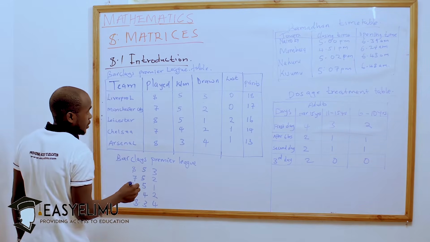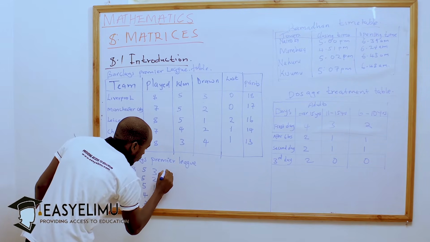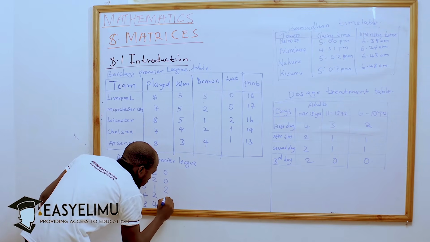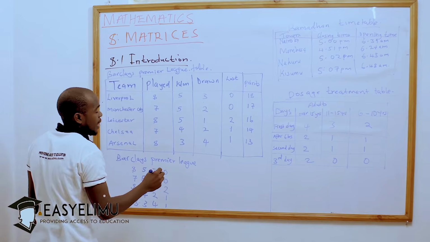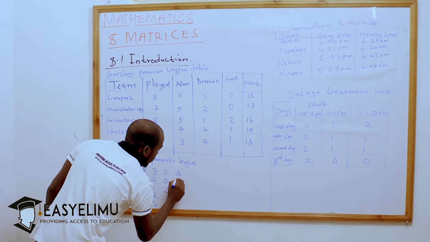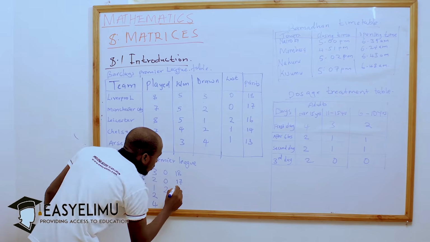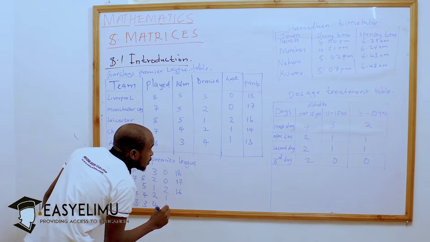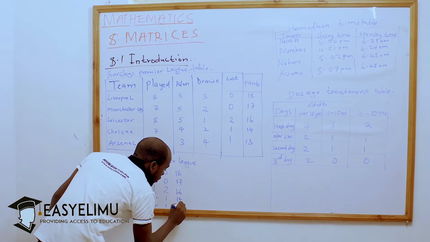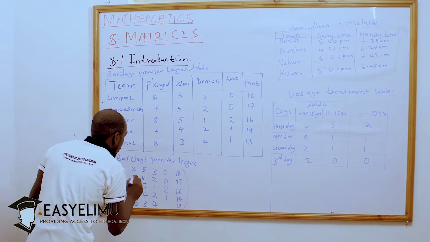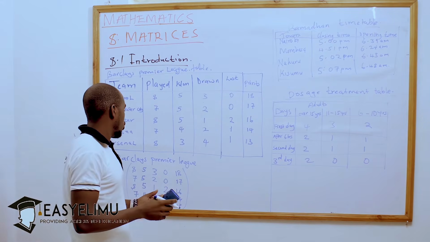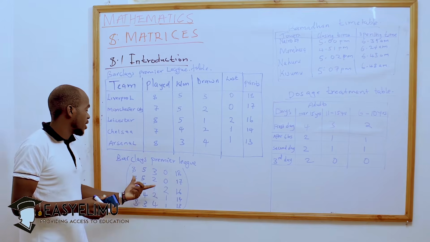The next one is 0, 0, 2, 1, 1. And the last is 18, 17, 16, 14, and 13. This information here, if you understand the headlines in the table, you can still interpret this information.